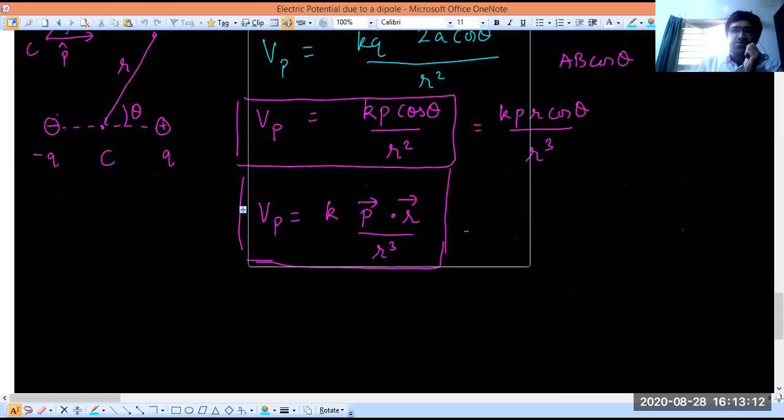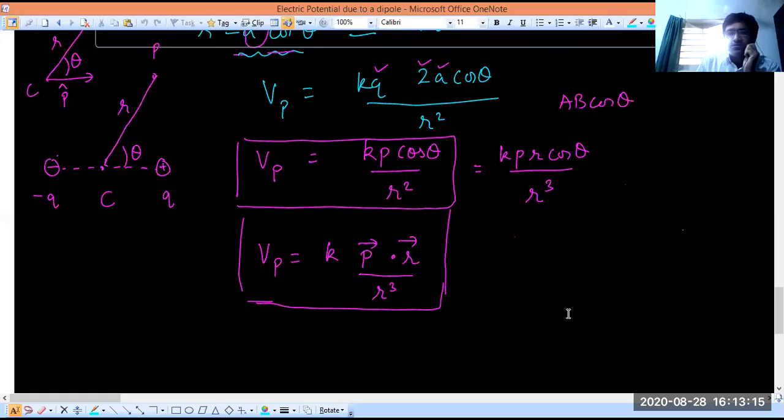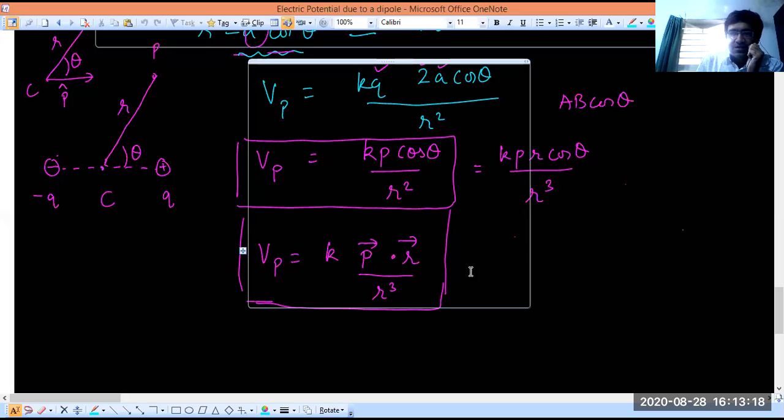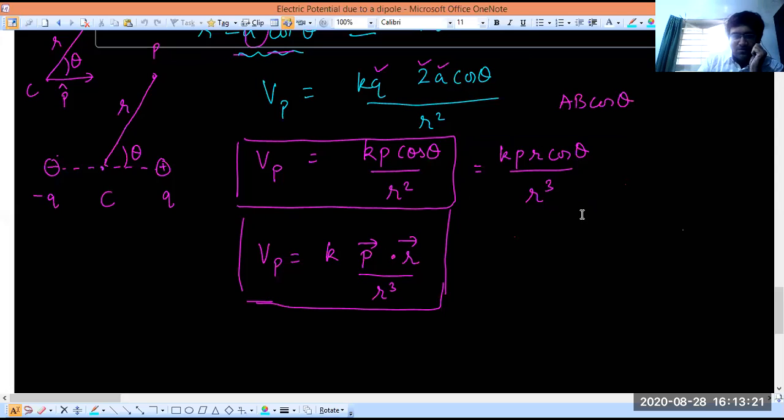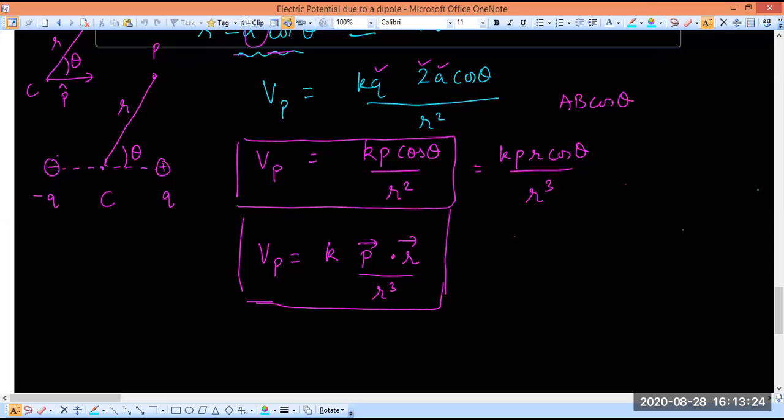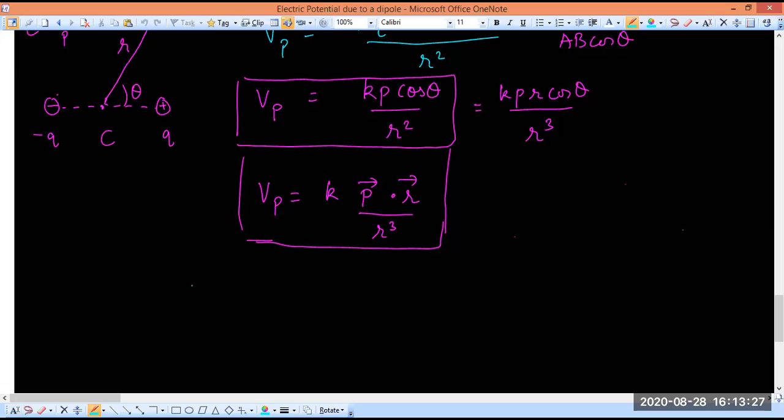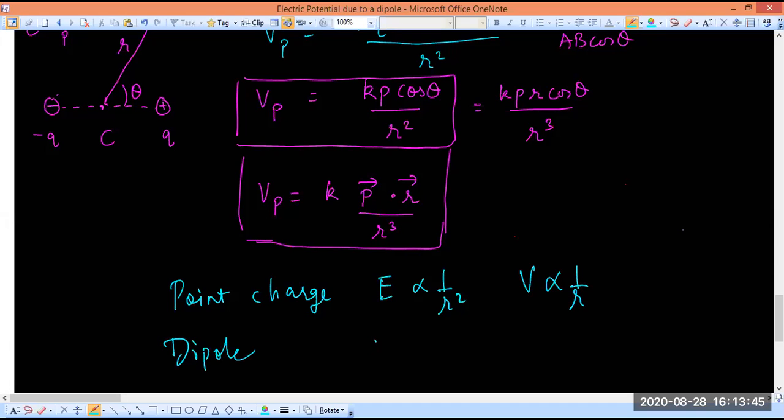Okay, so we derived this formula of potential due to an electric dipole. You can see that this is not following the usual behavior for a point charge. For a point charge, you have E proportional to 1 by r square, and V proportional to 1 by r. But for a dipole, for far away points we had E proportional to 1 by r cube, and here we have V proportional to 1 by r square, right? So it's slightly different.